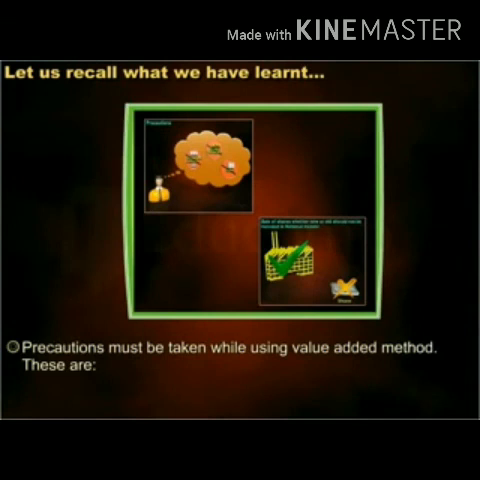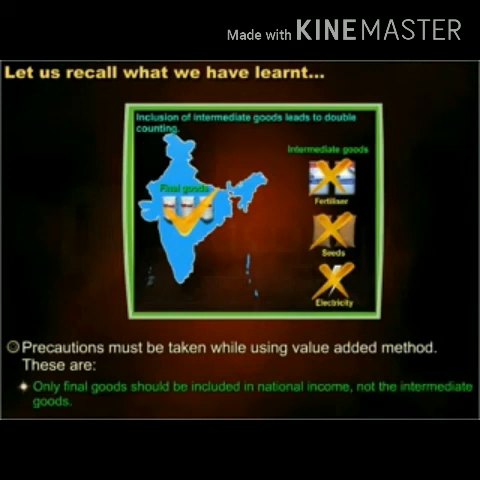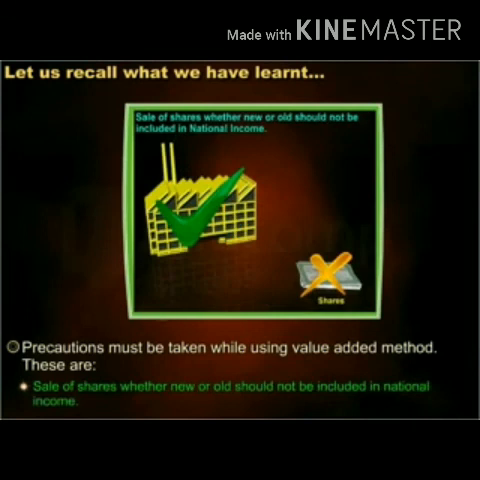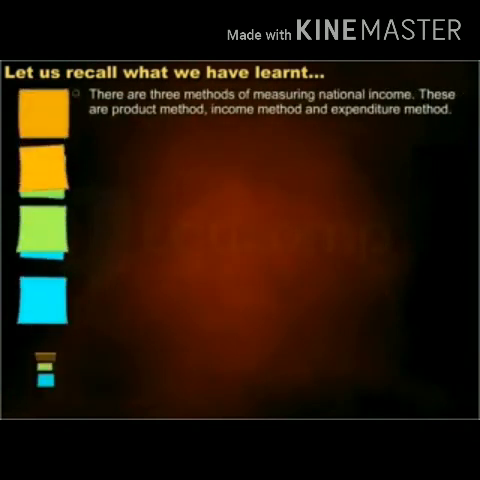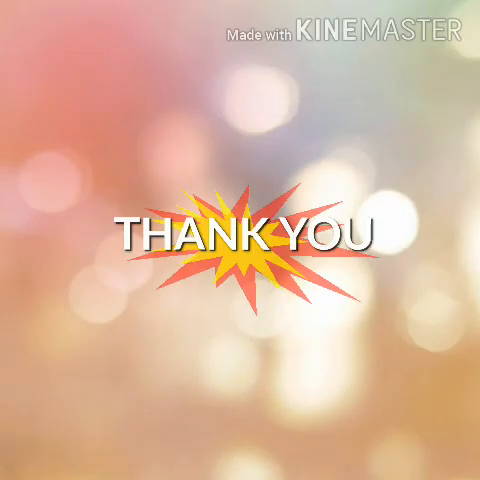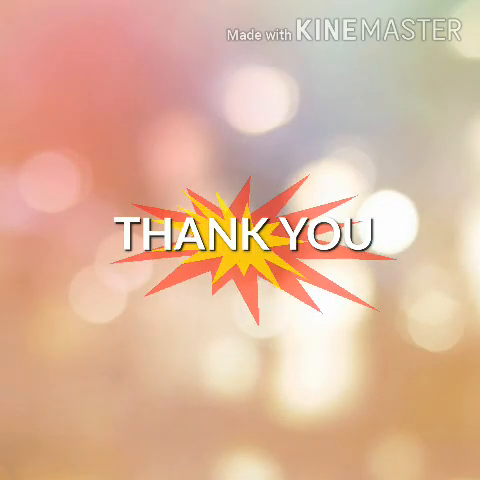Last, the precautions we must take while using the value added method: only final goods and services should be included in national income, not intermediate goods. The sale of second hand goods should not be included. The sale of shares, whether new or old, should not be included. Now, let us recall what we have learned: three methods, the product method, income method, and expenditure method.